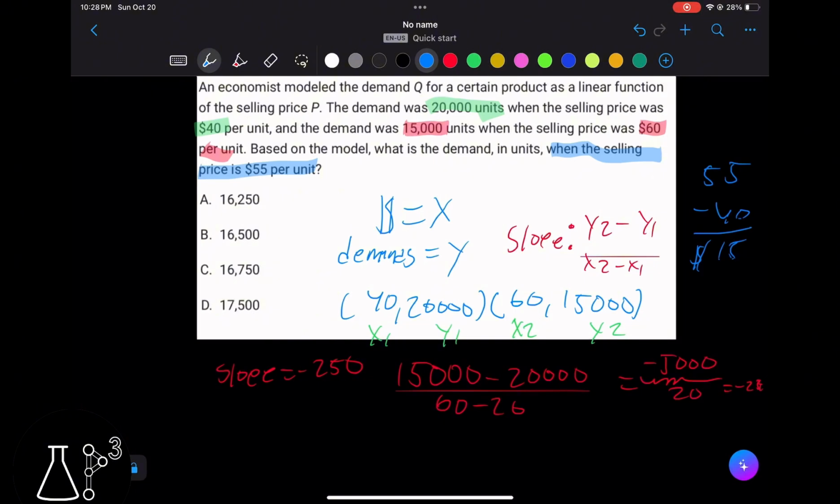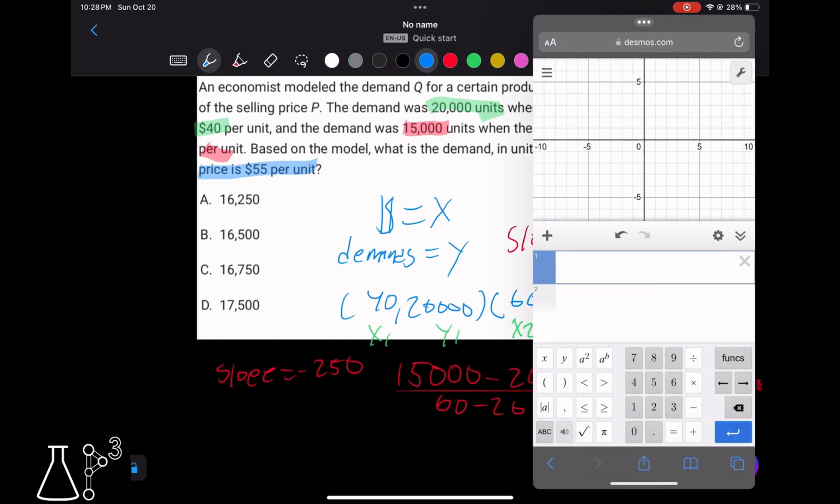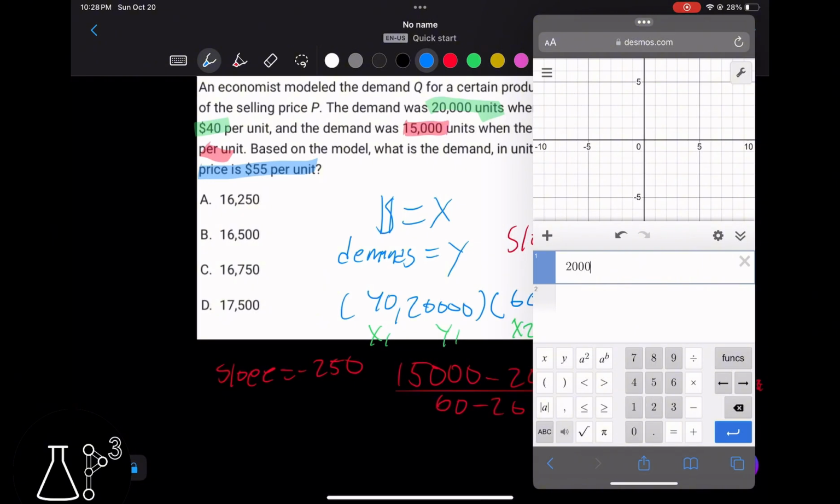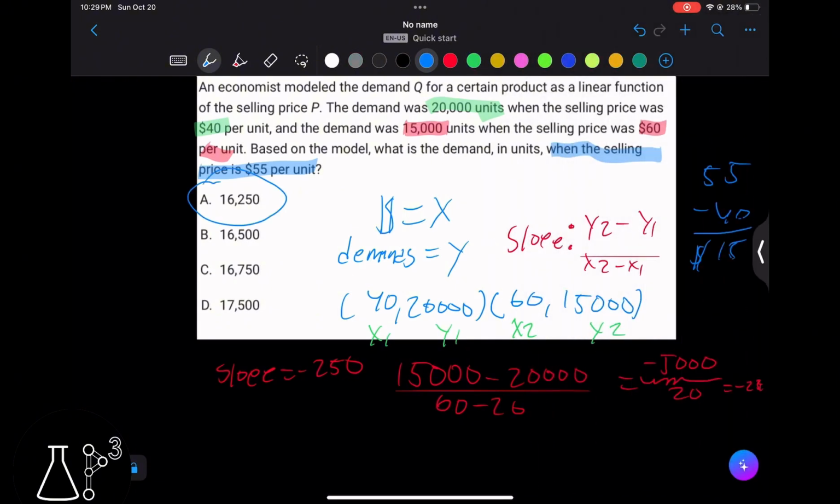So I can do 250 times 15 and then subtract that from 20,000 to find the demand when it's $55 per unit. Let me restart that. So I can do 20,000 minus 250 times 15, and I'm going to get 16,250. Therefore, my answer is A.